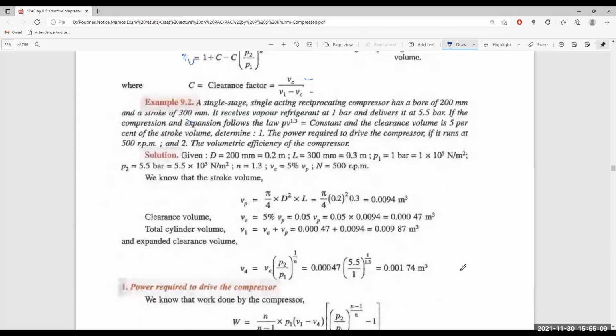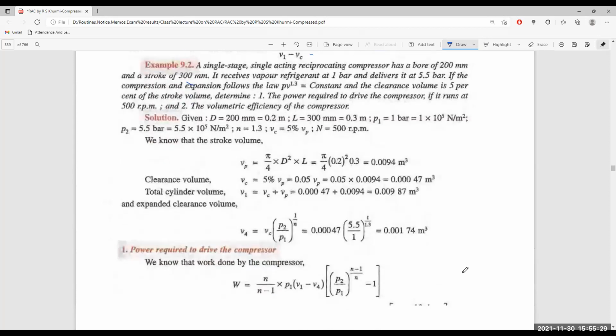Now the expanded clearance volume. The clearance volume after expansion, before the inlet valve opens, is V4. It is the clearance volume multiplied by (P2 by P1) to the power 1 by n, where Vc is given as 0.00047, and 5 to the power 1 by 1.3 gives 0.00174. That is V4.